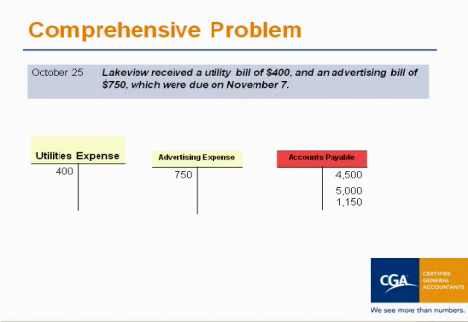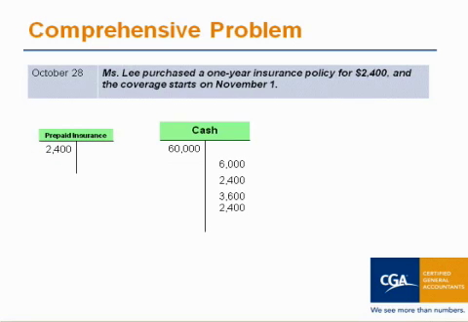At the same time, we're not told that she's paid today. These invoices are only due on November 7th, so we have to record the liability of both the utilities and the advertising expense. We're going to increase our accounts payable, our liability account, by $1,150. So a right-handed posting, a credit posting to accounts payable to bring up that account balance.